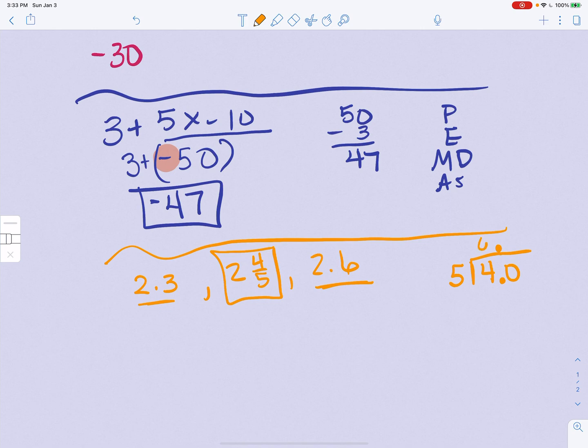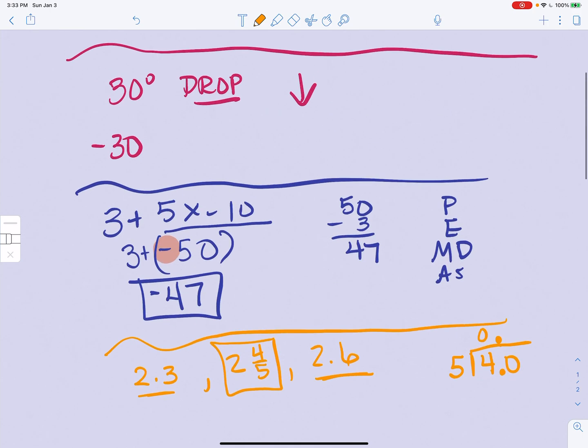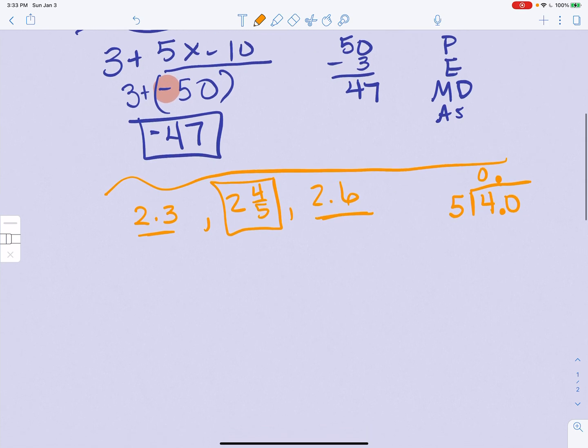So I'm going to put the 0. 5 doesn't, I can't do this. So there's a 0. So 40 divided by 5 is 8. So is that all that's left? Yes. So my 0.8 replaces this 4/5. So I'm going to rewrite this as 2.8. Instead of 2 4/5, it's 2 8/10. This is 2 6/10. This is 2 3/10.